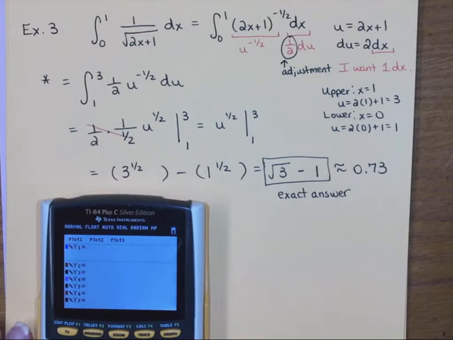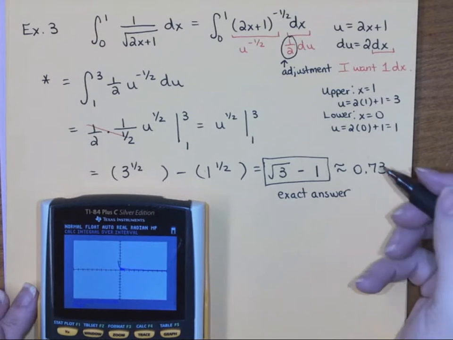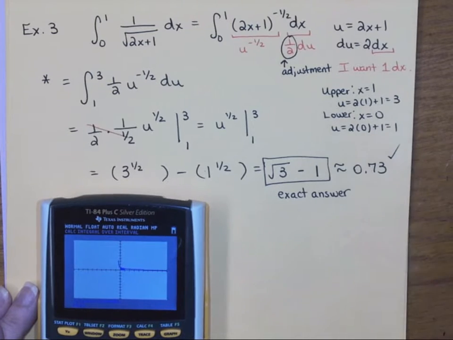Okay, I always go with the original function. So it's 1 divided by square root of 2x plus 1. And then I'm going to press second trace, and the 7th choice is antiderivative. The original lower limit was 0. The original upper limit was 1. And notice, again, I know it's kind of hard to see, but I've checked it, okay? This checks out on the calculator, so we're good to go.